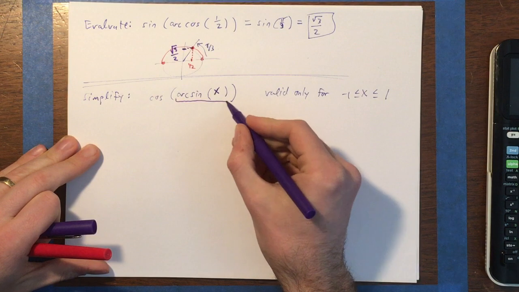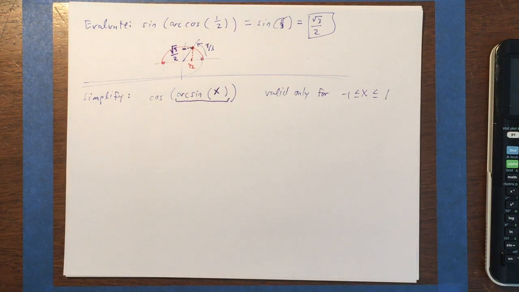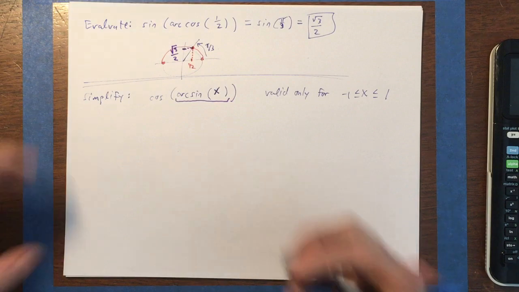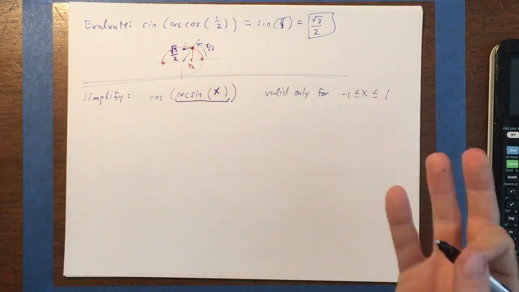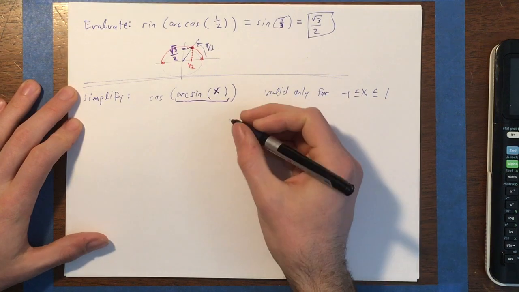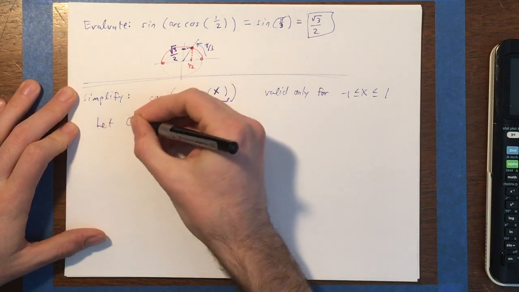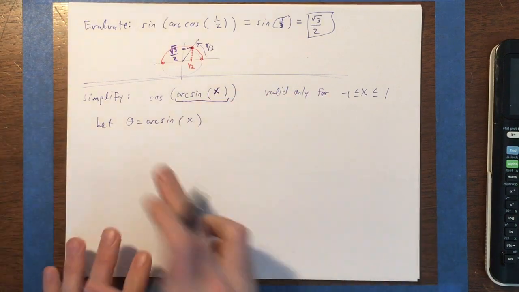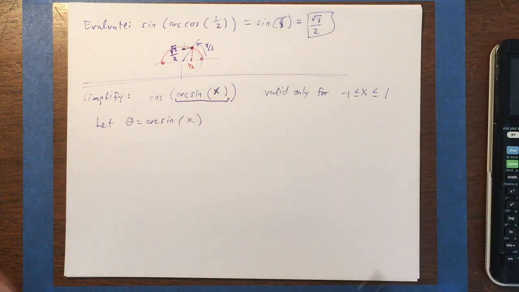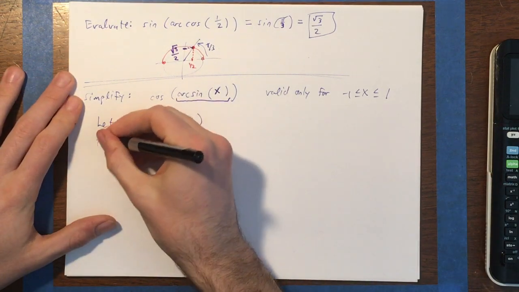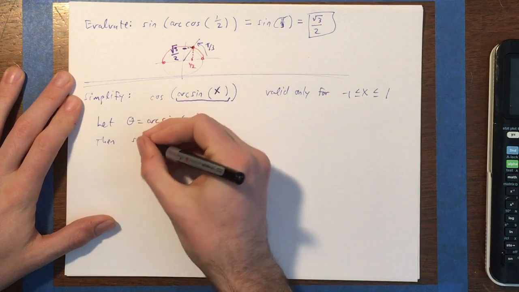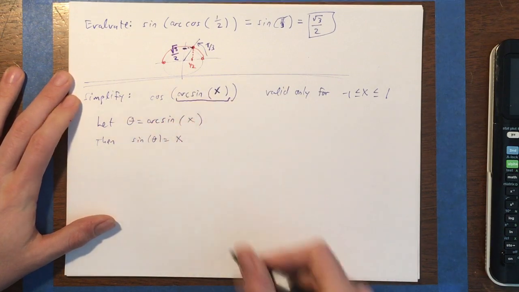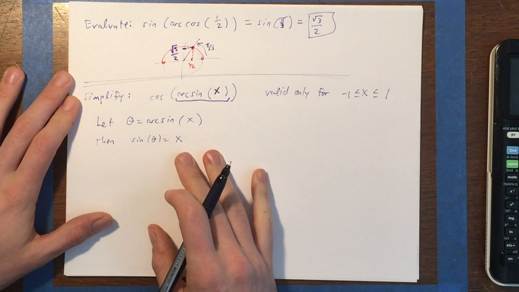So let's take this inner function, arc sine of x. Remember that should produce an angle as an output, right? Whatever value that gives us as an output can be interpreted like an angle in that domain, in that range, negative pi over 2 to pi over 2. So let's let theta equal arc sine of x. I'm just introducing this variable theta to represent that angle output from the arc sine function. Then, if that's true, sine of theta must equal x, right? Sine of theta must equal that x input value.